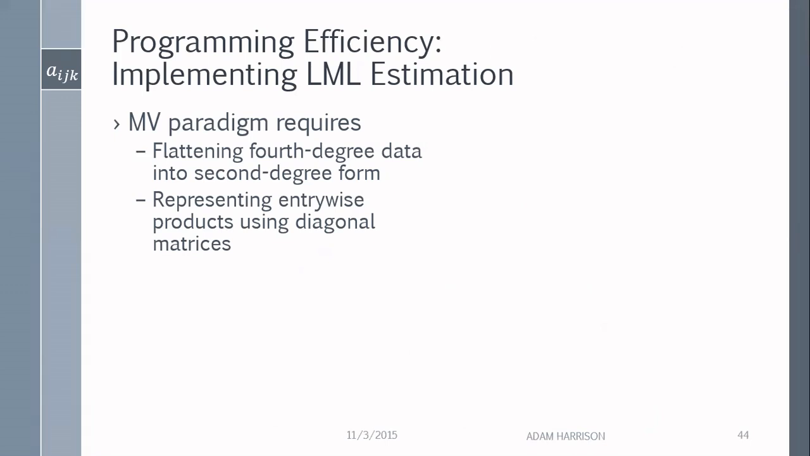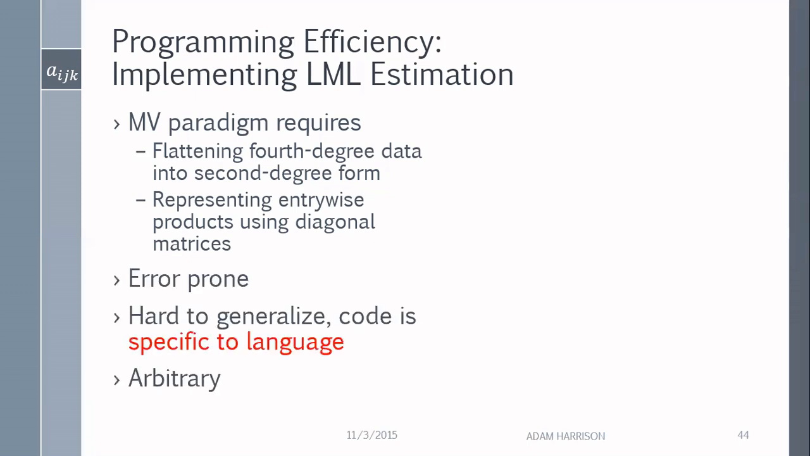What is the connection to this question of paradigm? If you use the matrix vector paradigm to solve this problem, we're working with data that is intrinsically 4th degree, but we'll have to flatten it into a 2nd degree form. We'll have to represent entry-wise products using diagonal matrices. So it's not like we can't solve it. This is why our work is about paradigms. It's not about whether you can solve a problem or not. It's about how we approach problem solving.